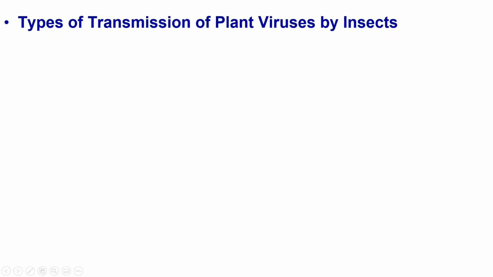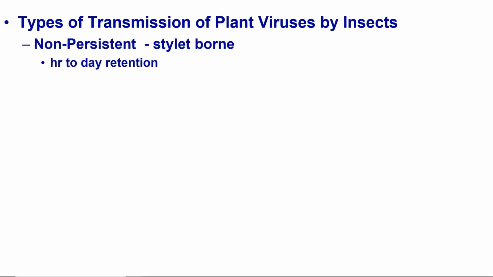It puts its mouthparts into the plant. As it does that, it brings virus back with it. There are 3 types of transmission that we get by vectors. The first one is non-persistent. This is stylet-borne. Time of retention is hour to day.